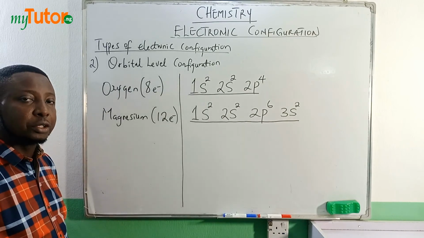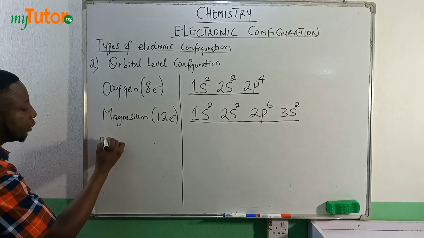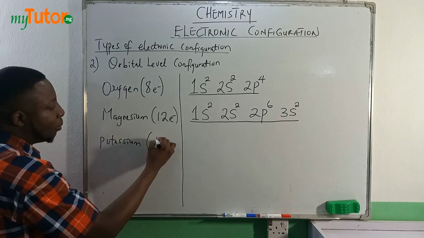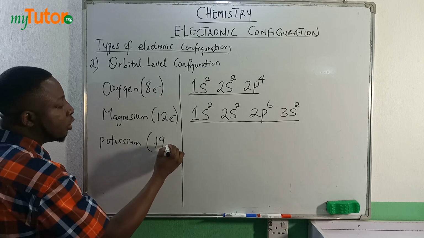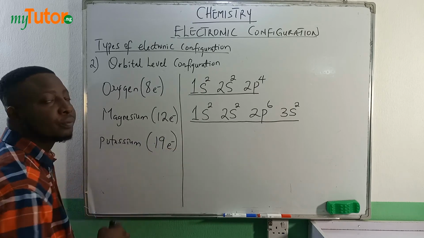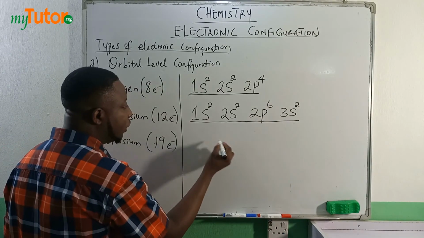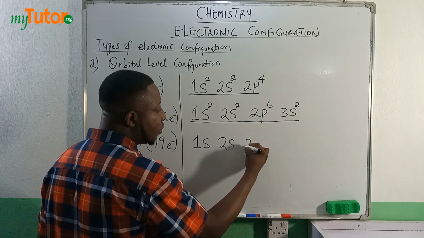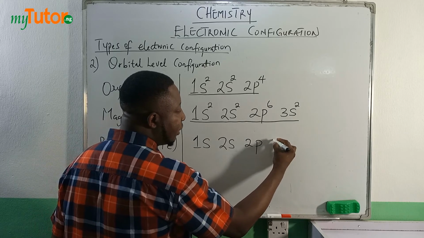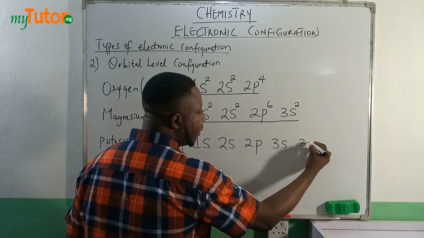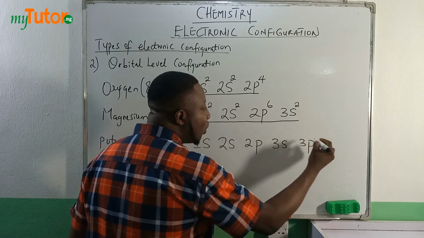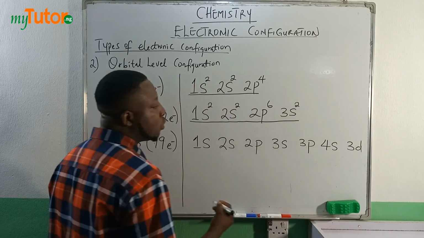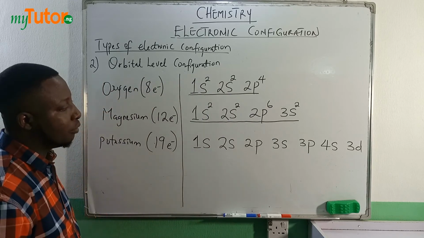Let's see potassium. Potassium has the atomic number of 19. So it's going to have 19 electrons. Now if you write out the configuration, that will give us 1s, 2s, 2p, 3s, 3p. After 3p, we have 4s before 3d. So that will be the arrangement of the orbital.